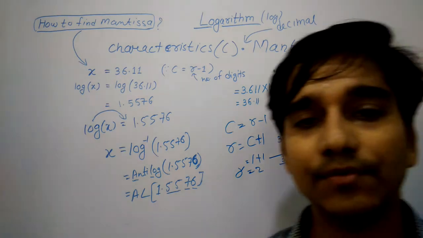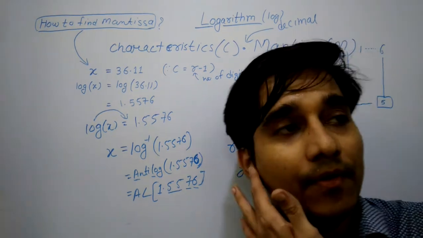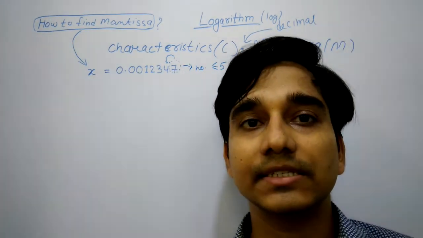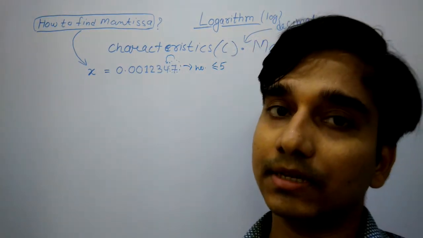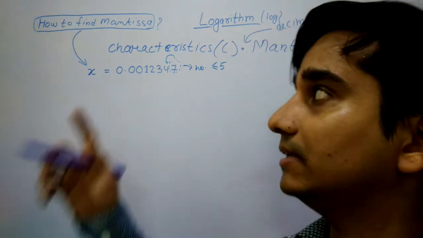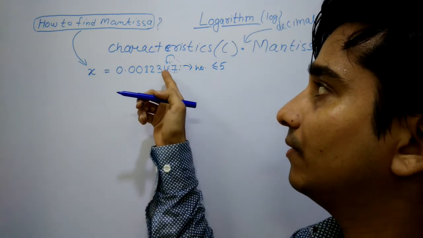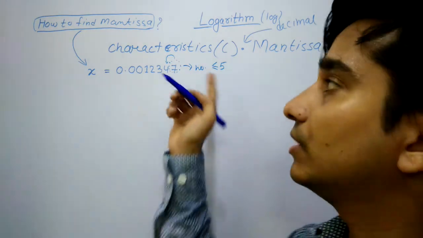So for that one you have to just... hang on. Okay, yeah, this is the second example. The number is less than 1. For that one I have taken an example: X is equal to 0.0012347. So the last number is what?